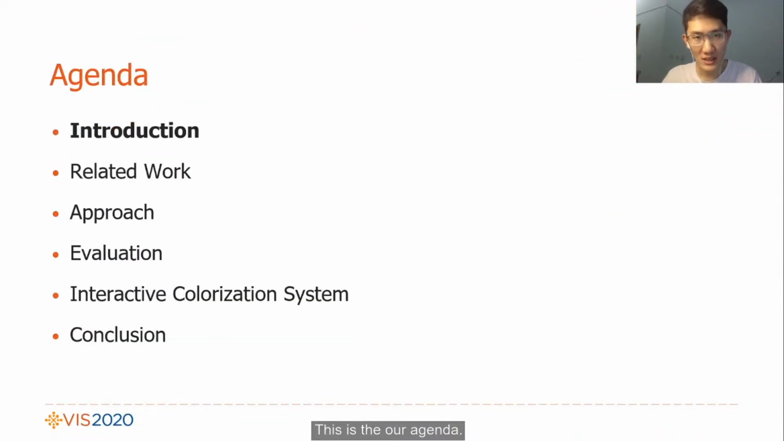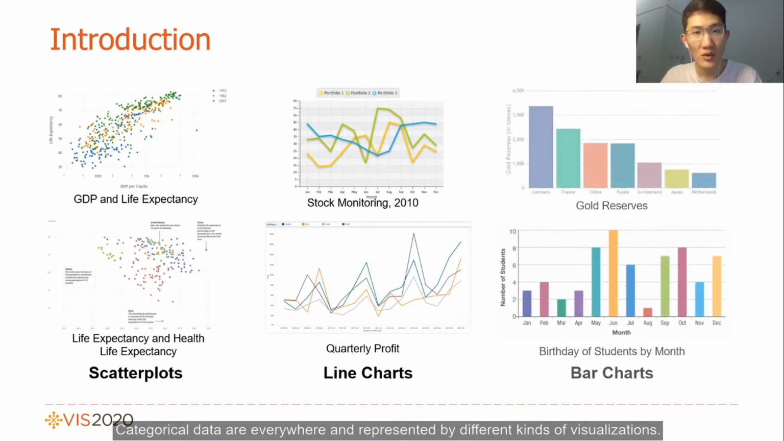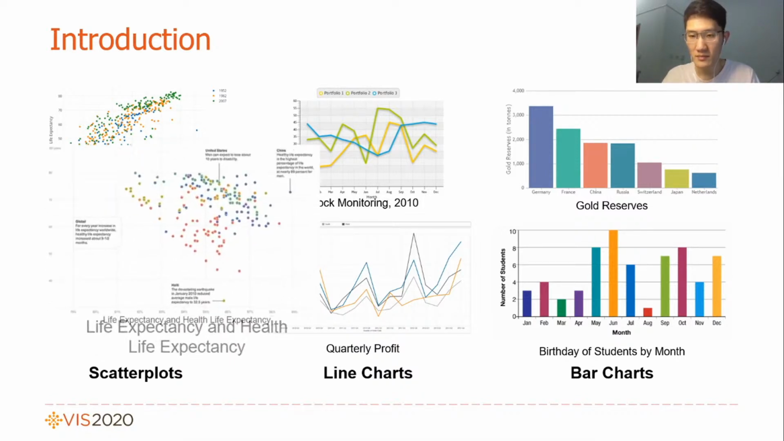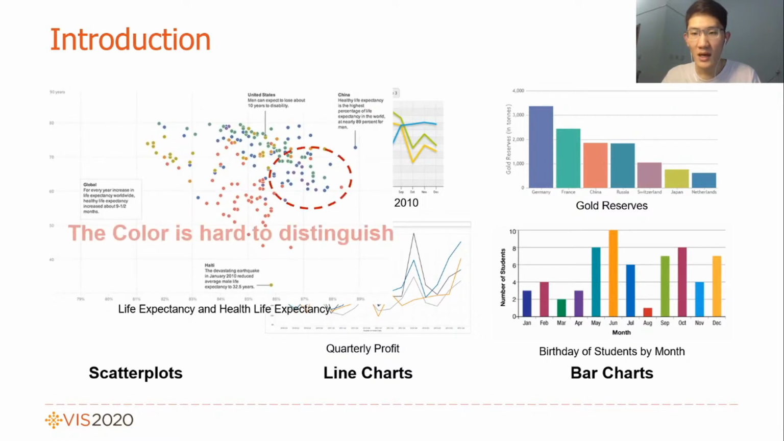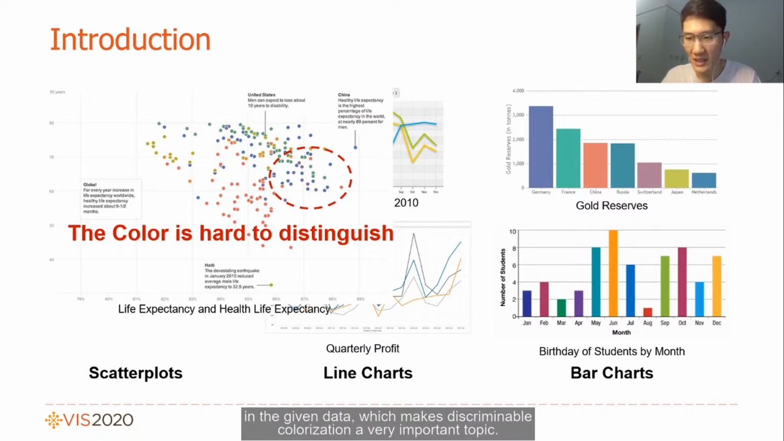This is our agenda. Categorical data are everywhere and represented by different kinds of visualizations. In many cases, colors are used to indicate their corresponding classes. A major challenge is that the palette or the assignment to classes might not allow users to visually discriminate different classes in the given data, which makes discriminable colorization a very important topic.